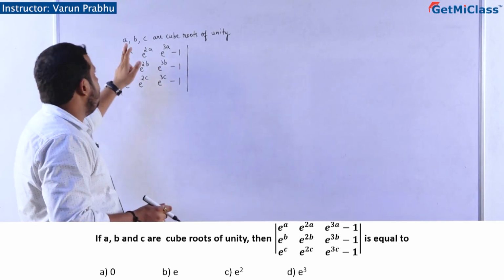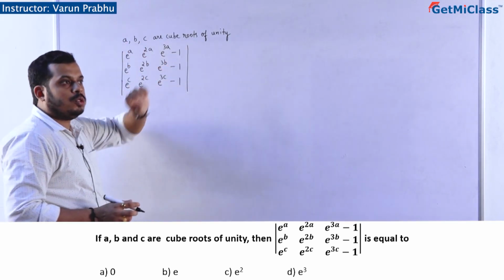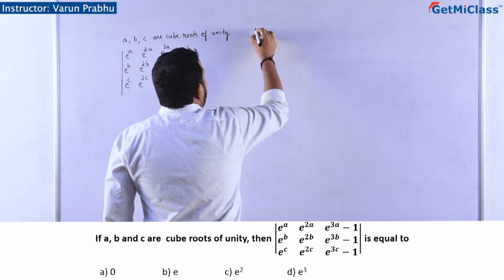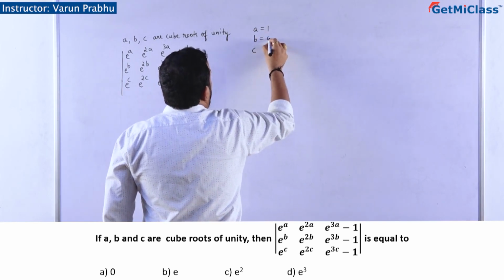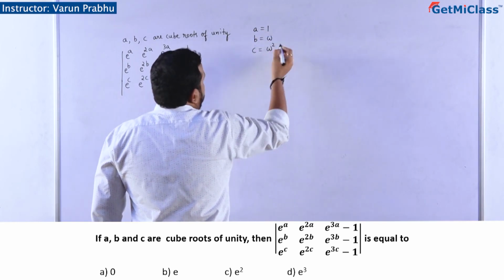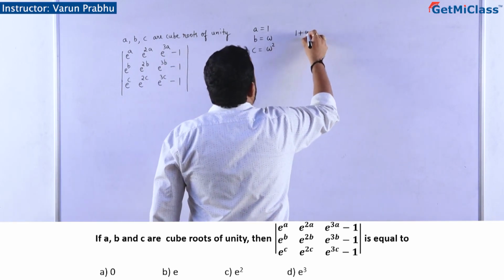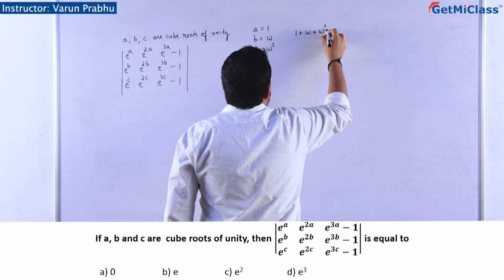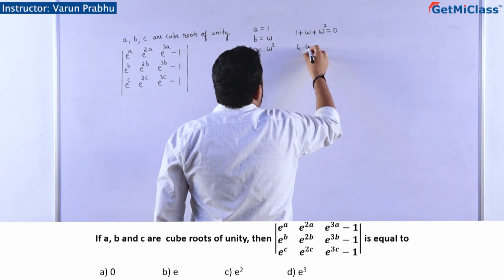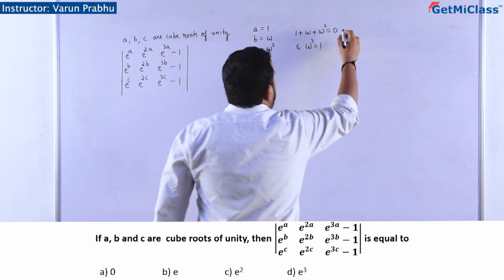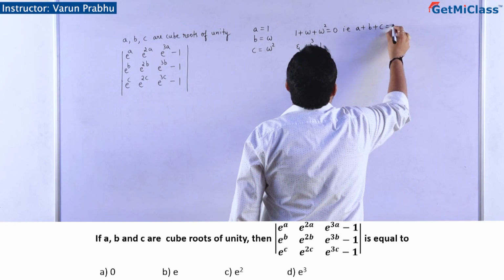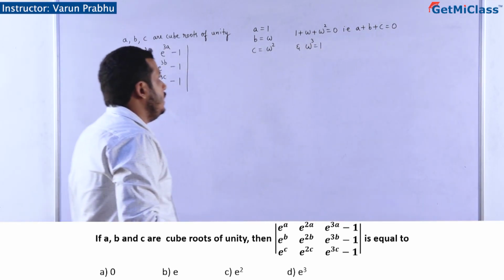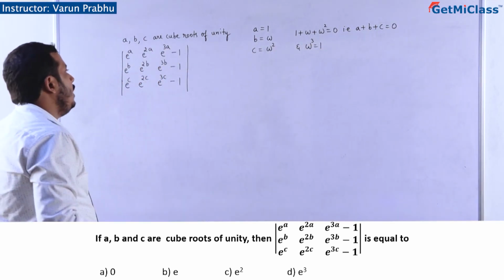In this problem, it is given A, B, C are cube roots of unity. Students, we know that A, B, C will correspond to 1, omega and omega square, right? They are the cube roots of unity, such that 1 plus omega plus omega square is equal to 0 and omega cube is equal to 1. That is, here A plus B plus C should be equal to 0. Correct or not? That's the meaning of it.